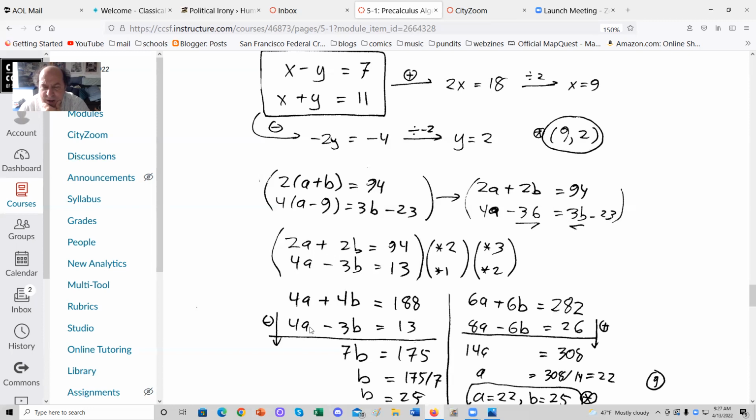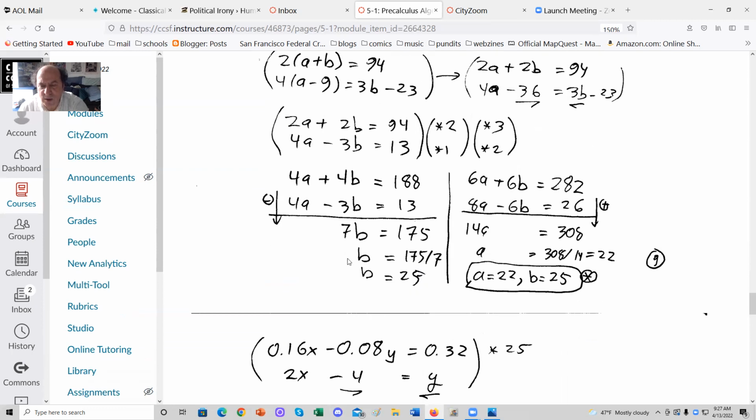The a's are lined up, so if we combine the equations by subtracting, these a's cancel. 4 minus negative 3 is 7, so 7b. 188 minus 13 is 175, so 7b equals 175. So you divide both sides by 7, b equals 175 over 7, so b equals 25. That's the first. Now, okay, here we go to solve for a.